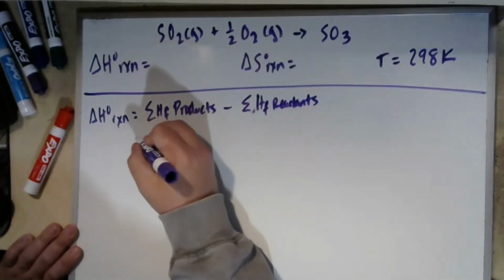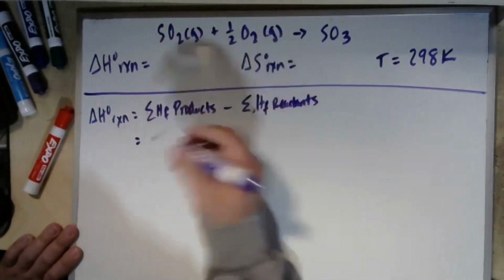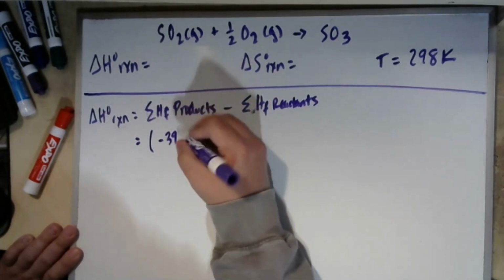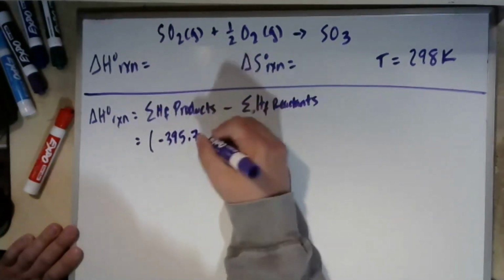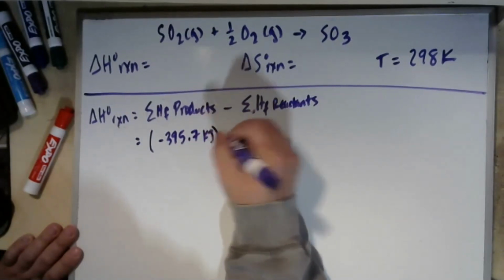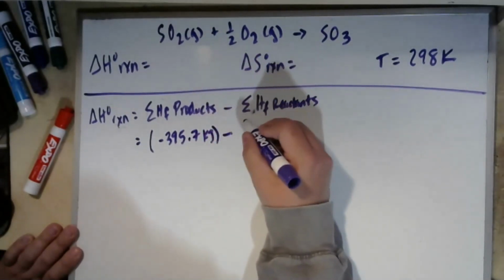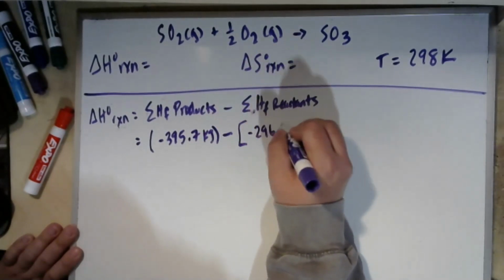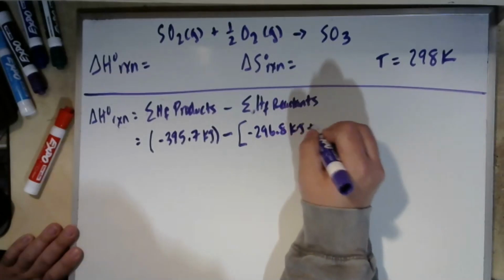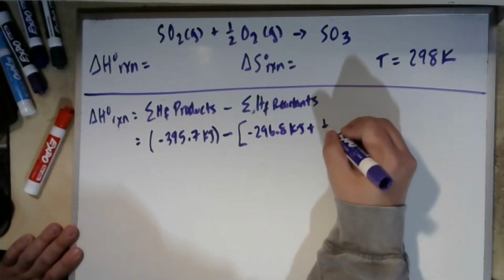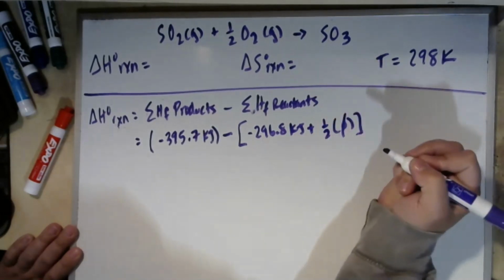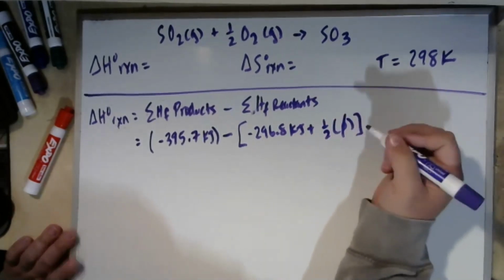Okay. So our only product here is SO3. So that's going to be negative 395.7 kilojoules minus SO2, which is negative 296.8 kilojoules plus 1/2 times 0, because the delta H for oxygen, which is an element, is going to be 0.